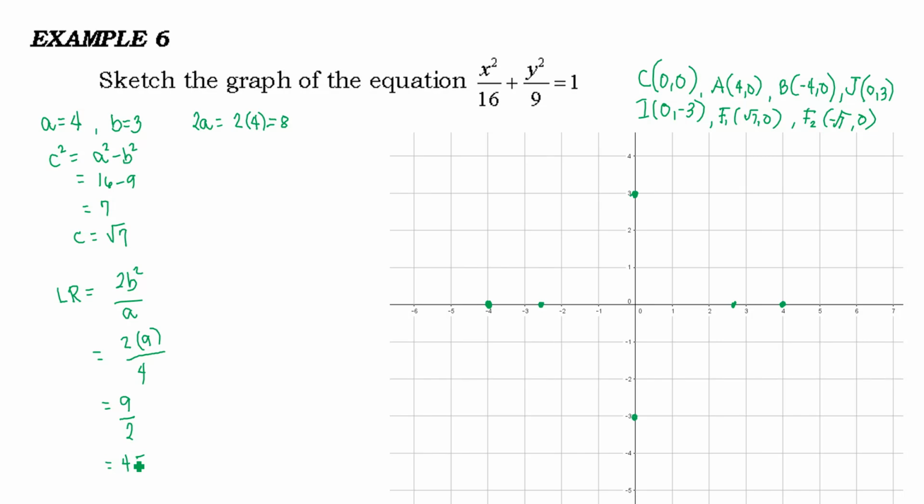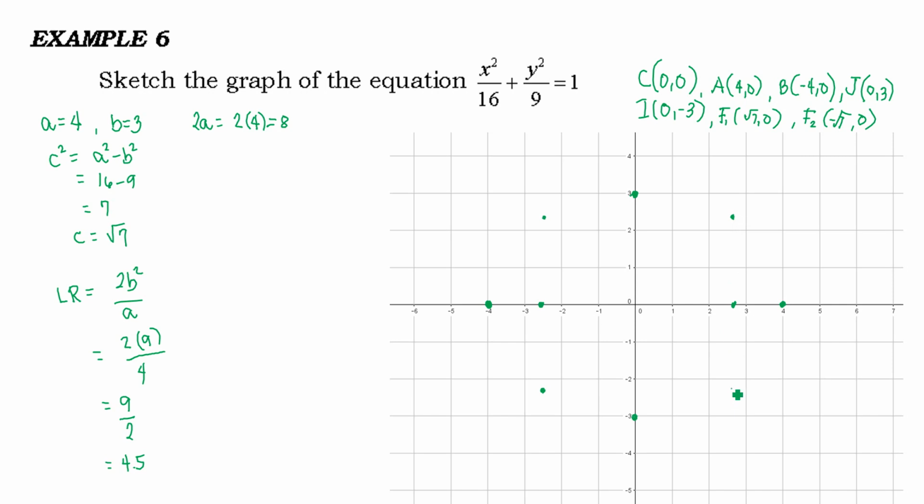So in other words, let's count 2.25, somewhere here. So dito naman, that's 1, 2, so somewhere here. The same here, 1, 2.25.